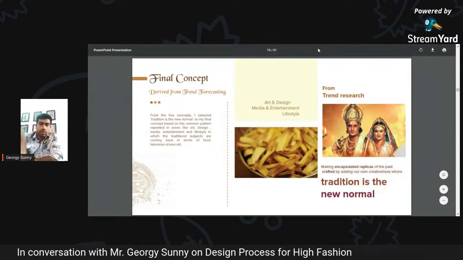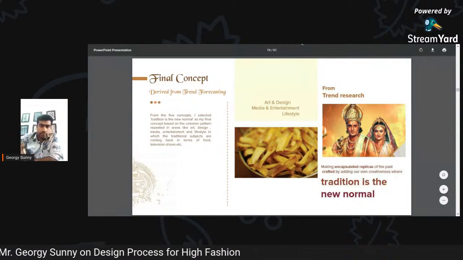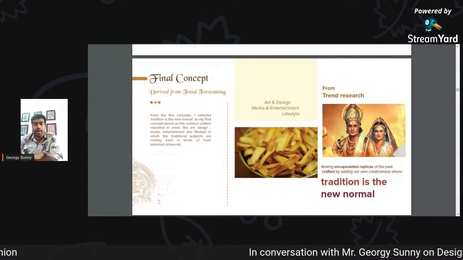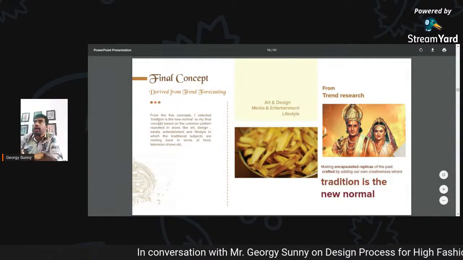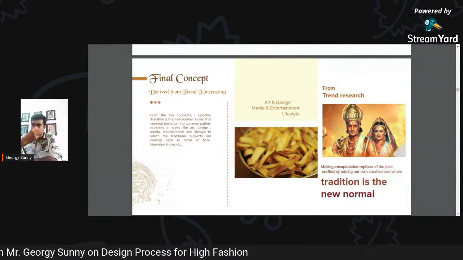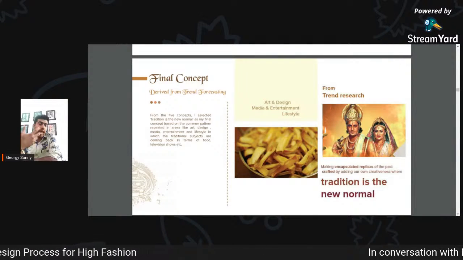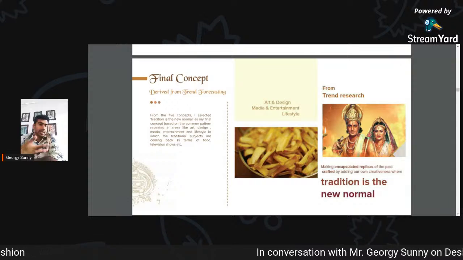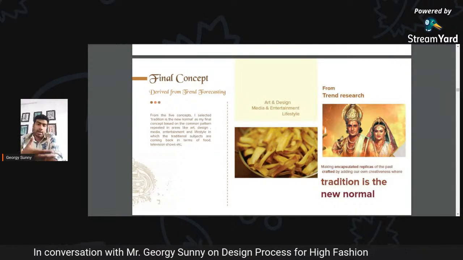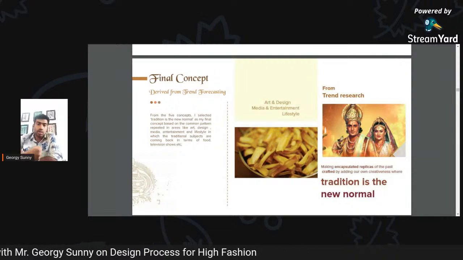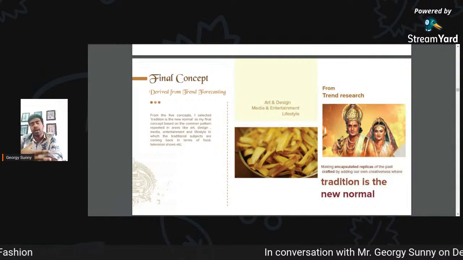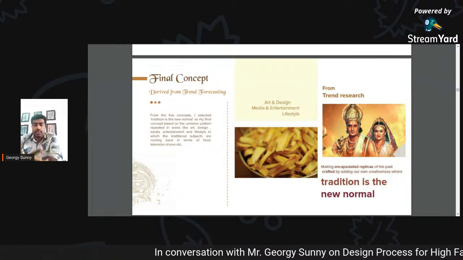Tradition is the new normal. That is the final concept she has derived. That means, like I was telling you, the pattern of people thinking about traditional foods. They started experimenting more with traditional food. A lot of old serials and movies started coming back into our daily life. From that emerging pattern, she has come up with a concept called tradition is the new normal. So that is her concept, and let's see how she has derived the color, shapes, and textures from that.